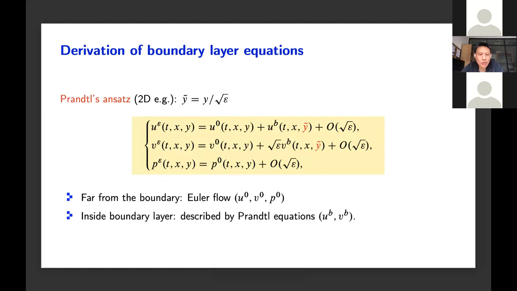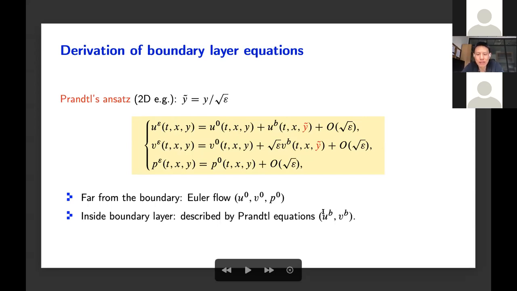To derive the boundary layer equation, just follow Prandtl, for example in the two-dimensional case. There is an expansion of the velocity. Here we introduce the fast normal variable y_theta, which is just y divided by the square root of epsilon, where epsilon is the viscosity coefficient. Put the expansion into the Navier-Stokes equation and compare the order of epsilon. The leading order is the Prandtl equation.